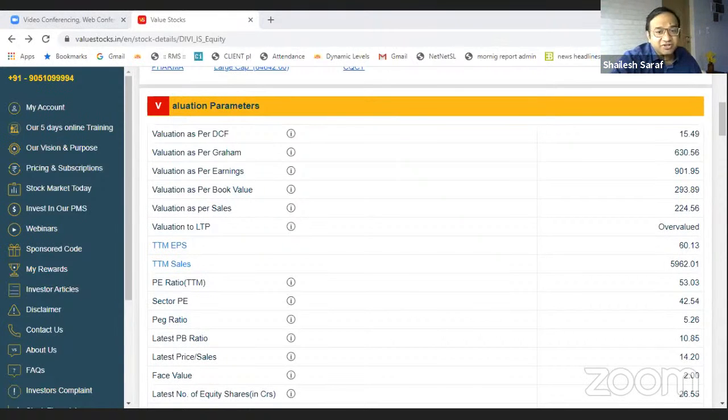Okay, let's take the next stock. I think Kotak Bank was the next stock. Kotak Bank. Okay, let's go to Kotak Bank.